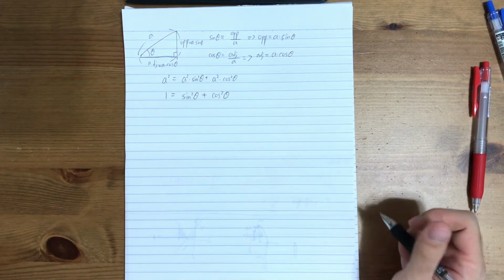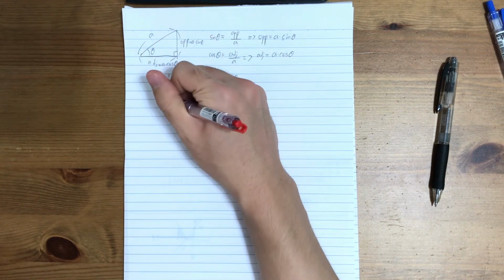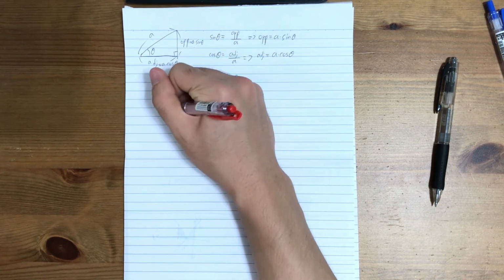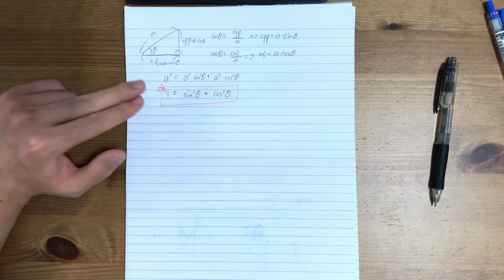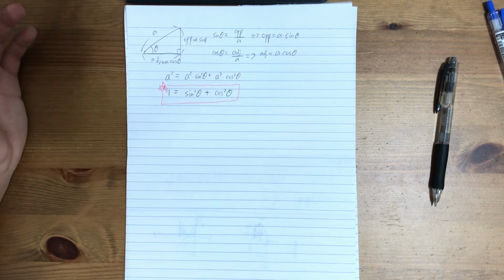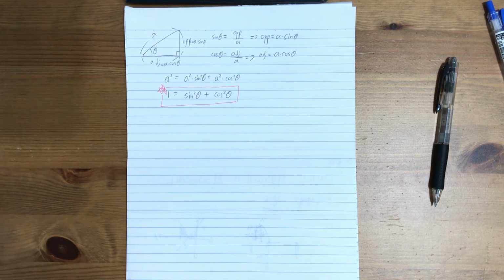this. And this is the very fundamental identity that we will use a lot, especially in calculus or other trigonometric function identities as well. So yep, that's the identity that I was talking about.